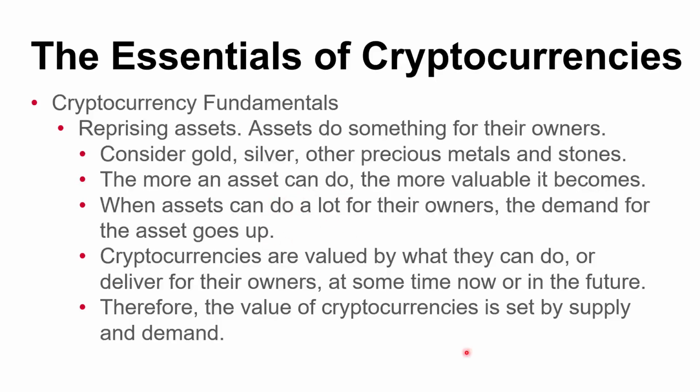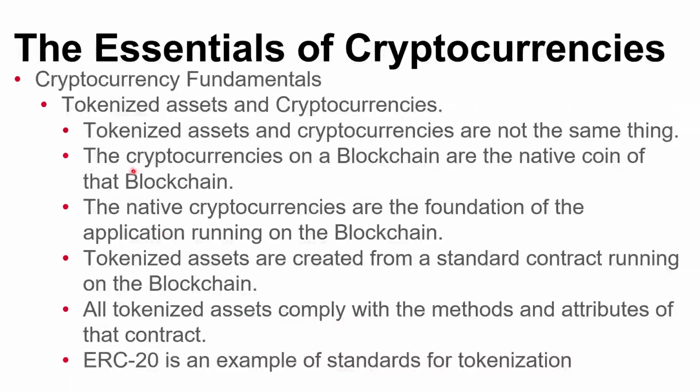Therefore, the value of cryptocurrencies is set by supply and demand. So this may be some of the truest aspects of pure supply and demand left in the world. At least in most countries, there's very little to no regulation over cryptocurrencies as far as their value. We talked about before that we can also tokenize assets as cryptocurrencies. Tokenized assets and cryptocurrencies are not the same thing.